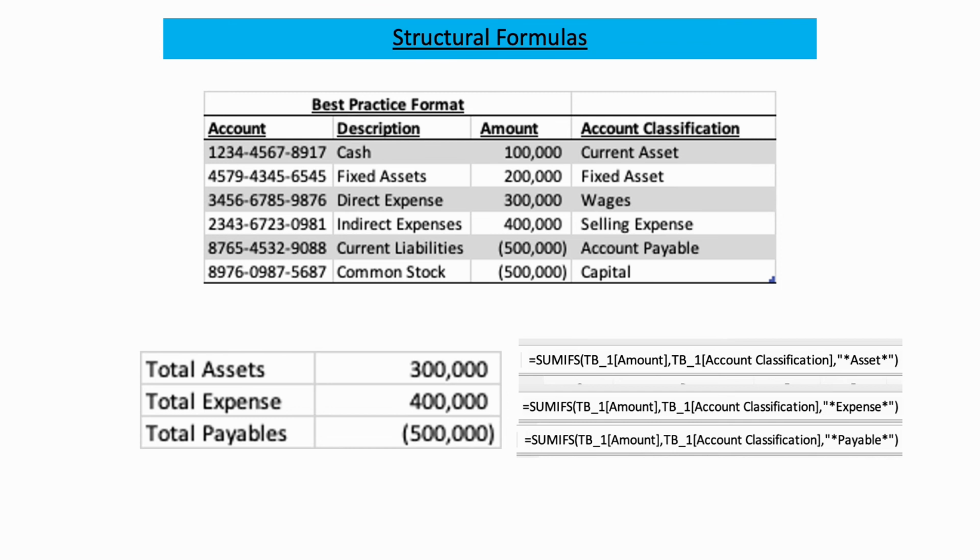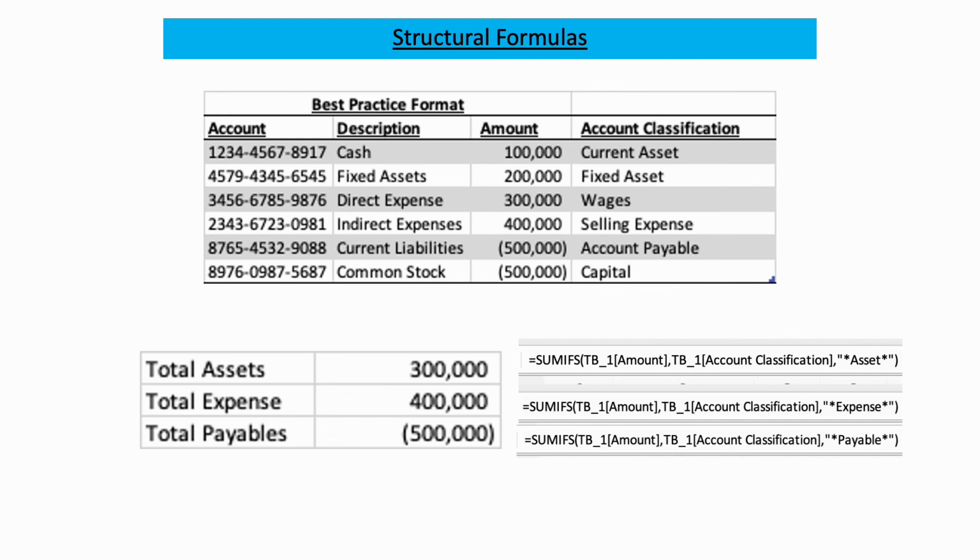So if I had said current assets cash in my classification column, it will still get included. It will look for the word asset anywhere in the entire string in the account classification column and do the totals. And the same thing goes for expense and payable.